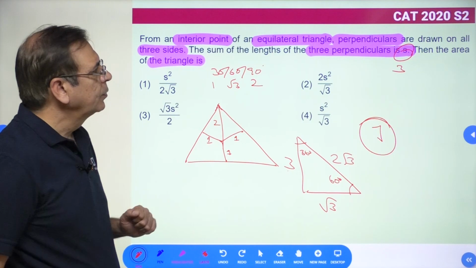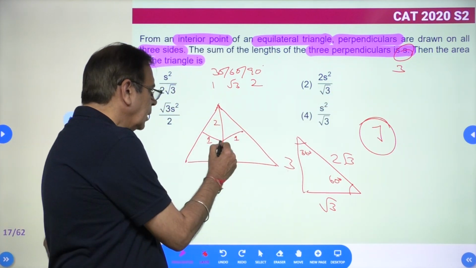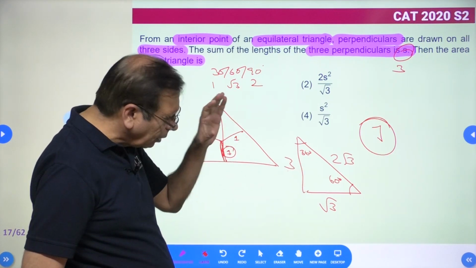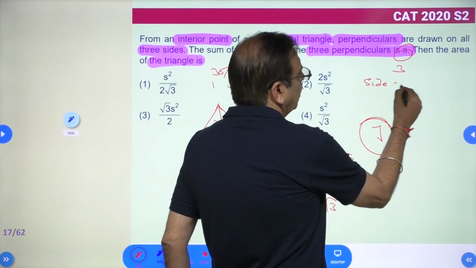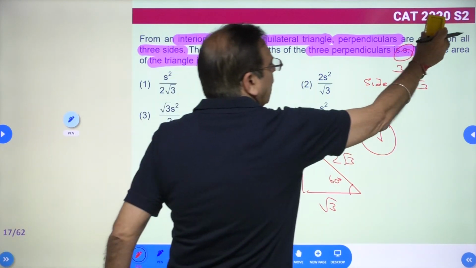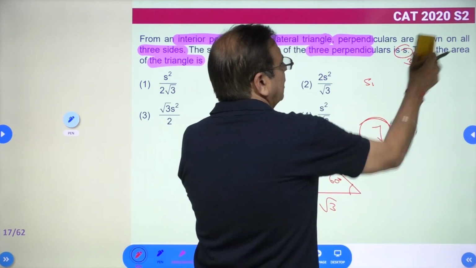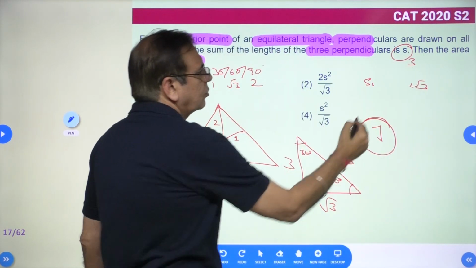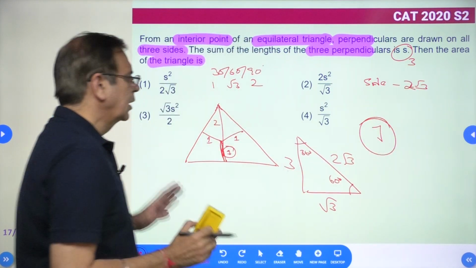So what is this telling me? It is telling me that if I have taken the distance to be 1, then the side of the equilateral triangle is equal to 2√3. So S is equal to 3, what we have taken. Oh, I made a mistake again. S is equal to 3 and the side of the triangle is 2√3. This is what we have found.